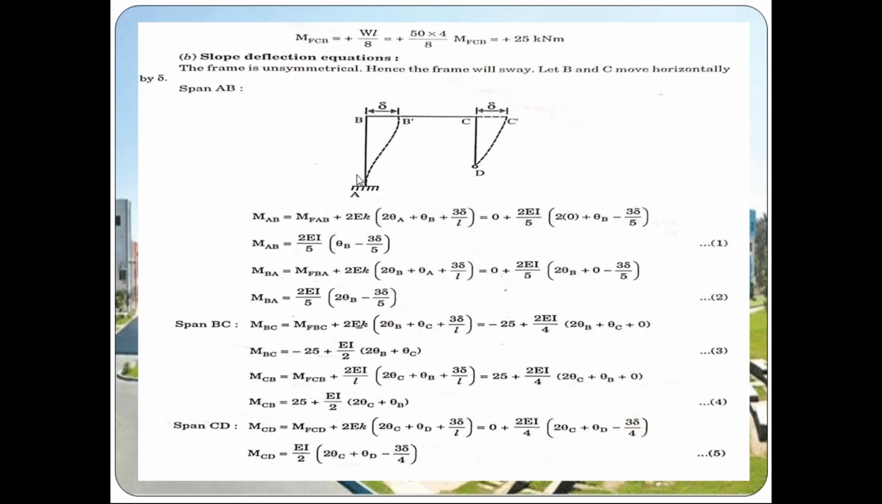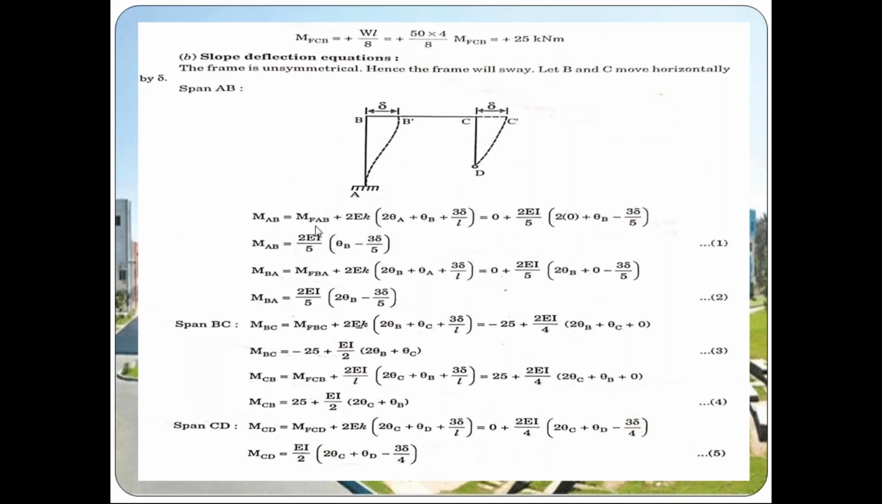So in span AB, first slope deflection equation, MAB equal to M of AB plus 2EI by L. K is nothing but I by L, stiffness only. So 2EK into 2 theta A. We have to multiply 2 into the first term. In MAB, which term is first? A. So we have to multiply 2 to the first term. So 2 theta A plus theta B plus 3 delta by L. So this is the slope deflection equation formula. We have to substitute the values of fixed end moment and all.